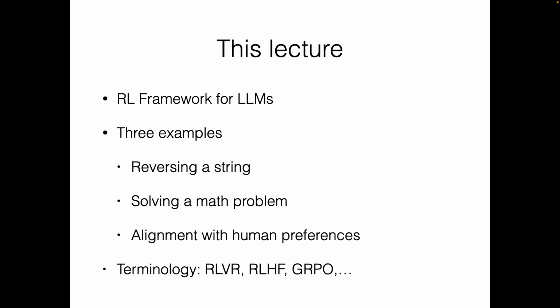Then in the third example, we will talk about alignment with human preferences. So in this setting, the reward is a lot more tricky to evaluate. And so this has a somewhat different pipeline in the sense that we will have to learn a reward function. And that'll actually lead to some different issues and some different modifications to the loss function, things like that.